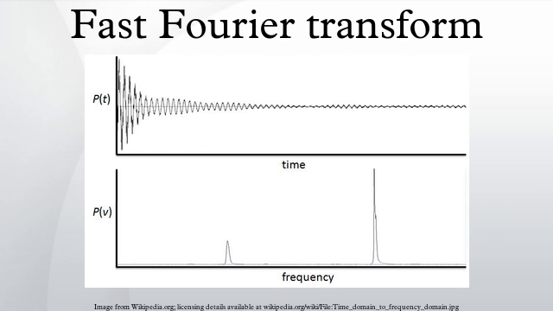This method was popularized by a publication of J. W. Cooley and J. W. Tukey in 1965, but it was later discovered that those two authors had independently reinvented an algorithm known to Carl Friedrich Gauss around 1805.